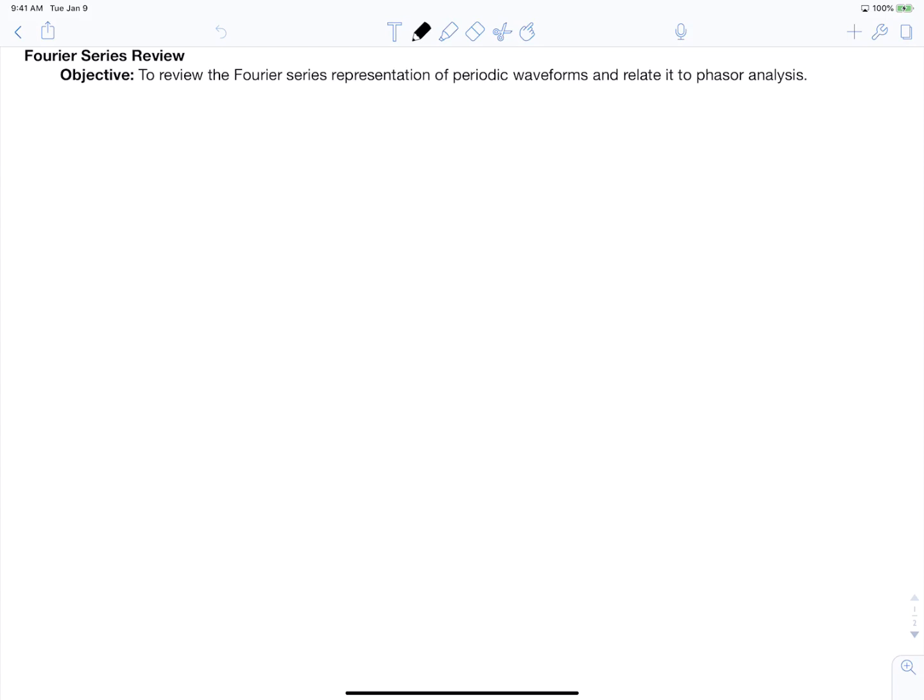The objective of this video is to review the Fourier series representation of periodic waveforms and relate it to phasor analysis. When we're studying electric motors, we're inherently dealing with periodic waveforms, whether that's the current linkage in the air gap of our machine or the voltage at the terminal of our machine.